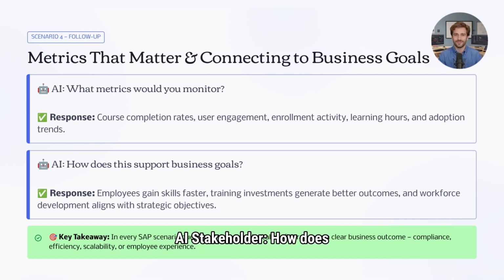AI stakeholder: How does this support business goals? Candidate response: Employees gain skills faster, training investments generate better outcomes, and workforce development aligns with strategic objectives. Exam tip: The AI examiner often challenges your decisions by asking why a solution supports business objectives. Always connect configuration decisions to measurable outcomes.